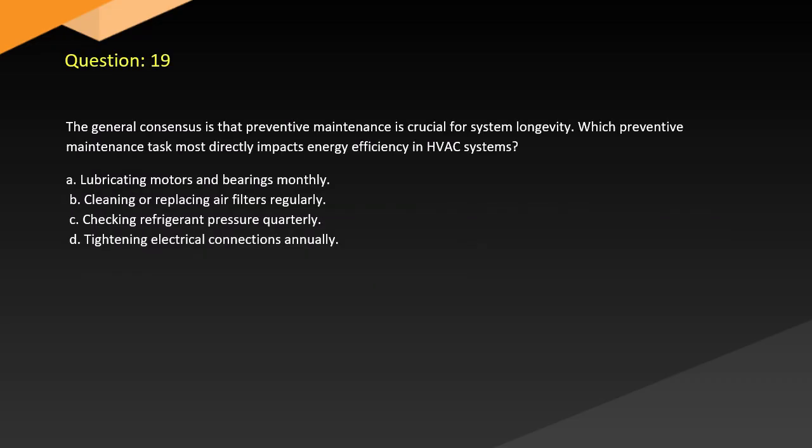Question 19. The general consensus is that preventive maintenance is crucial for system longevity. Which preventive maintenance task most directly impacts energy efficiency in HVAC systems? A. Lubricating motors and bearings monthly. B. Cleaning or replacing air filters regularly. C. Checking refrigerant pressure quarterly. D. Tightening electrical connections annually.